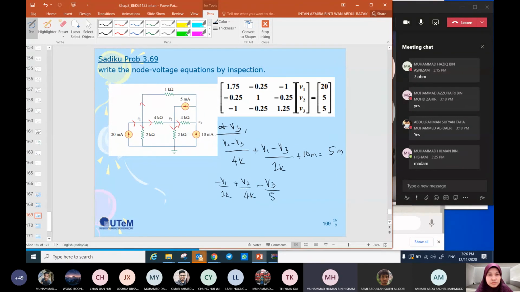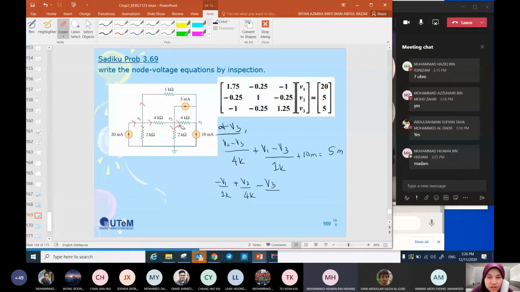Madam, we need to follow V2 and V1, where we make the current go to the right. But if at node V3 I change the current to go to the left, it will be wrong, madam? Will it be wrong? Meaning that we have to follow what we did before.